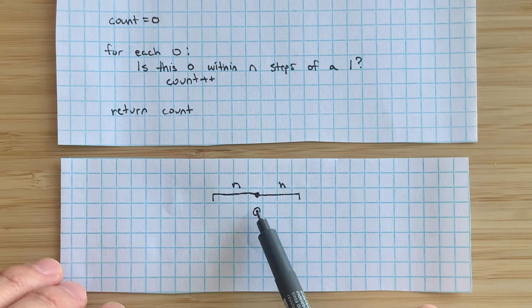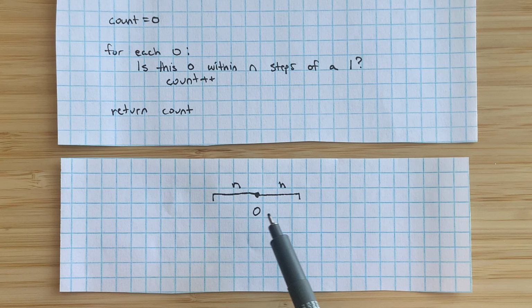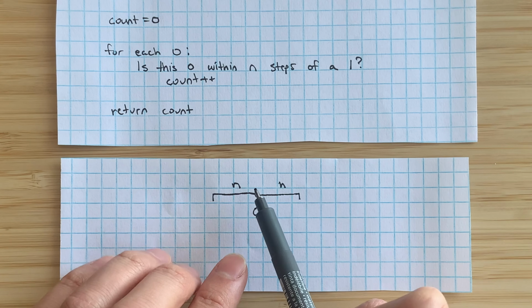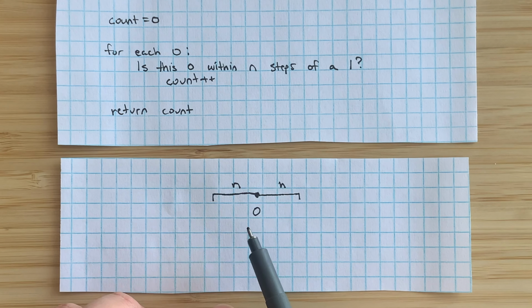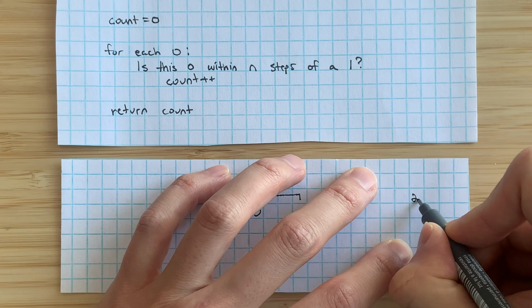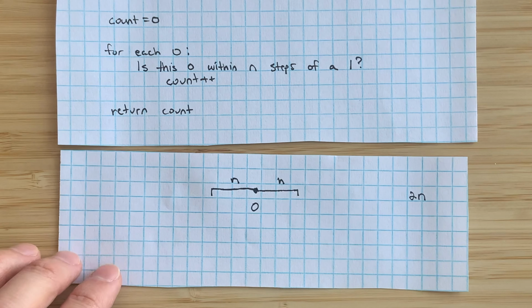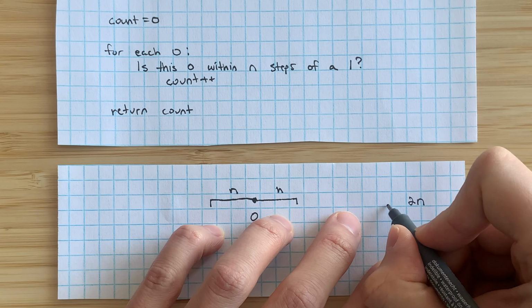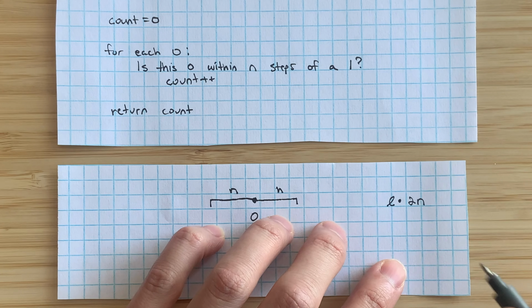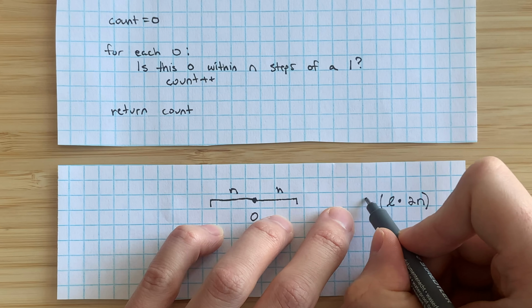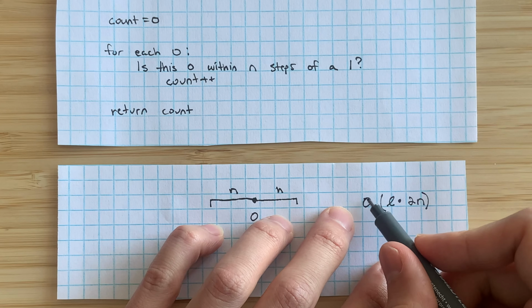So when we look at this picture, we can tell that when we come to a 0, we're going to have to look n to the left and n to the right. So we're going to have to look at 2n elements for each 0. So at each 0, we're going to have to do 2n checks. And then our string could be full of zeros. So the length of our string, I'm just going to call it L, would be the maximum amount of work we could do. So this would be our performance.